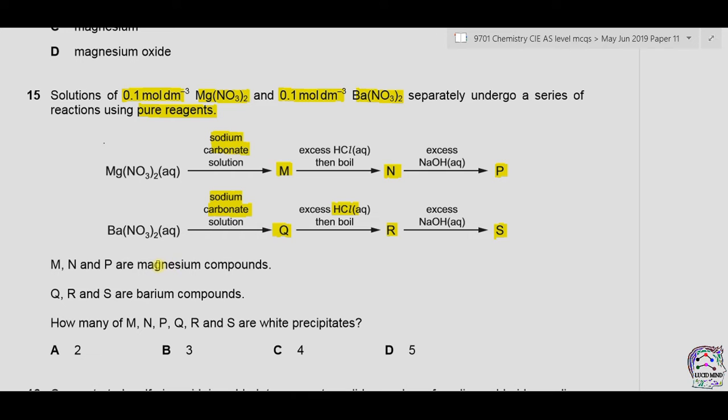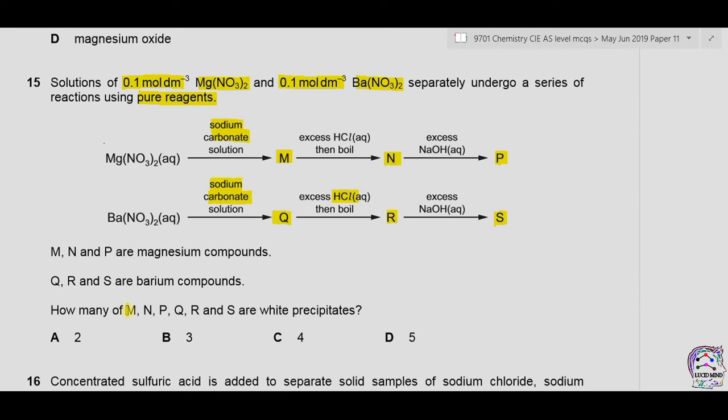M, N and P are magnesium compounds. Q, R and S are barium compounds. How many of M, N, P, Q, R and S are white precipitates? Now magnesium nitrate can react with sodium carbonate and an exchange of ions takes place, so magnesium nitrate will become magnesium carbonate.